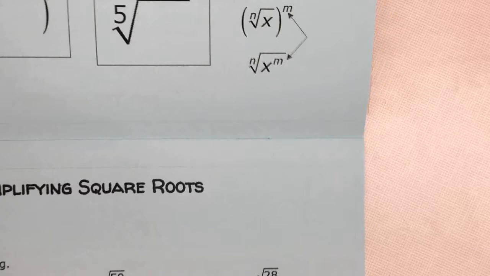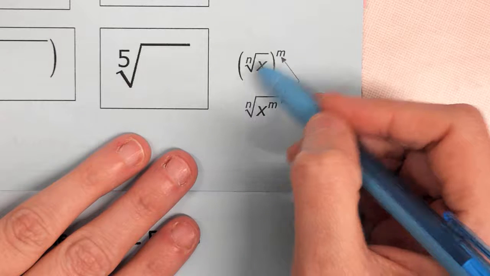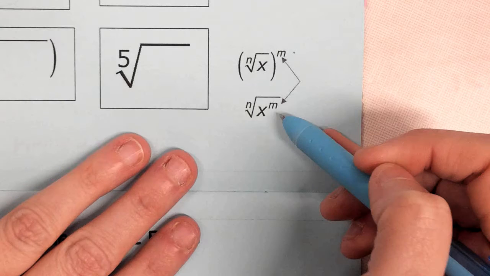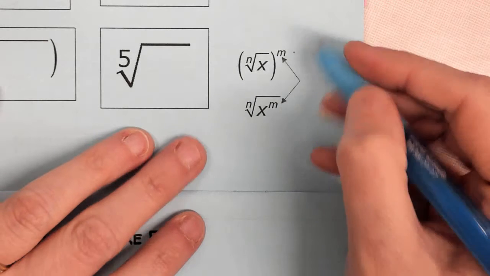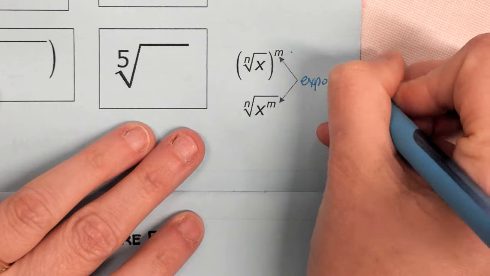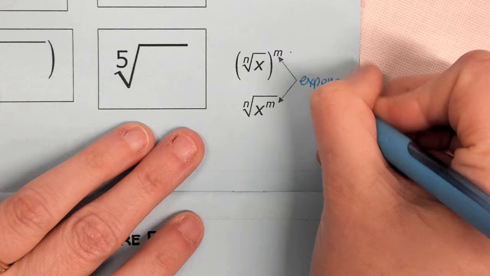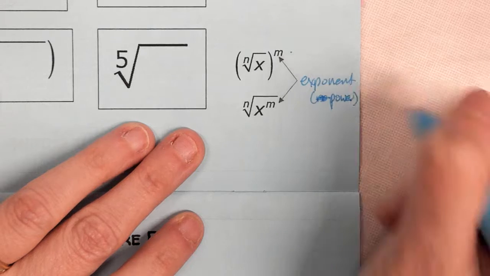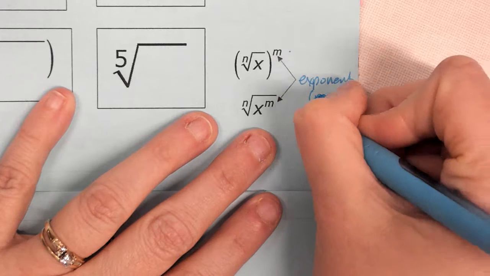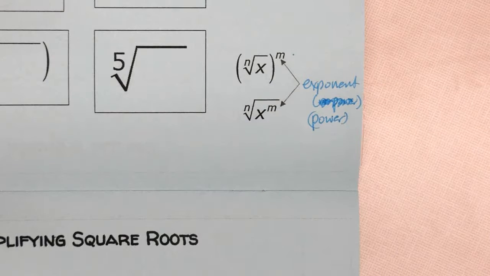So let's talk about one last thing, and then I'm going to have you guys try an example. This one, it's the n root of x to the m. All this means is if you see an exponent, it's still an exponent or a power. Okay, so it's still an exponent or a power.